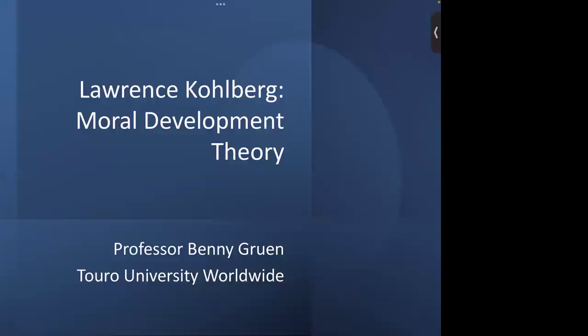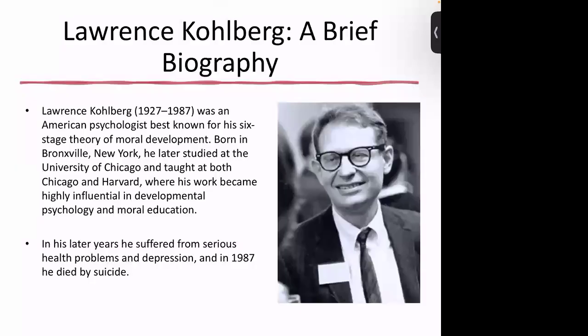Okay. So Lawrence Kohlberg developed the stages of moral development. Let's get started. Brief biography: you can see a little picture of him here. Lawrence Kohlberg lived from 1927 till 1987, only 60 years. He actually committed suicide. He had a couple of mental issues, some health problems toward the end of his life.